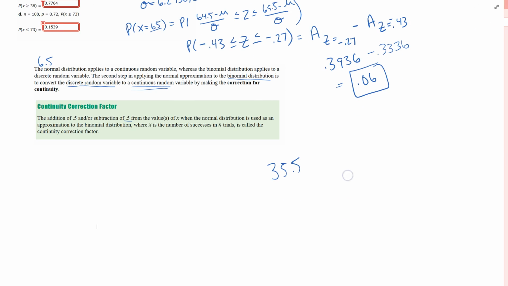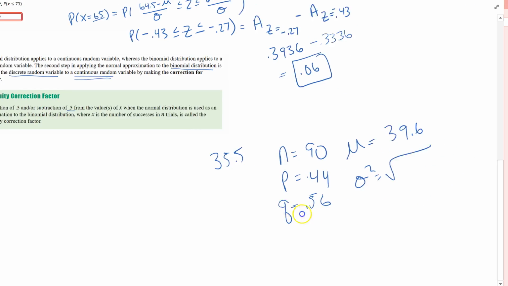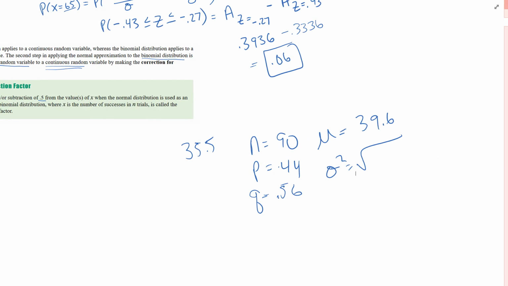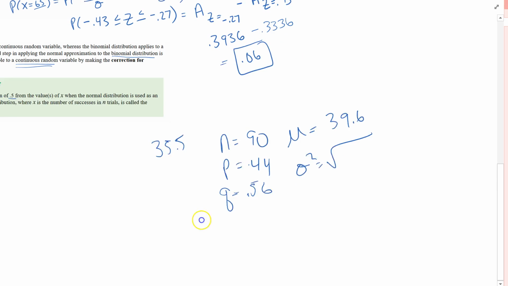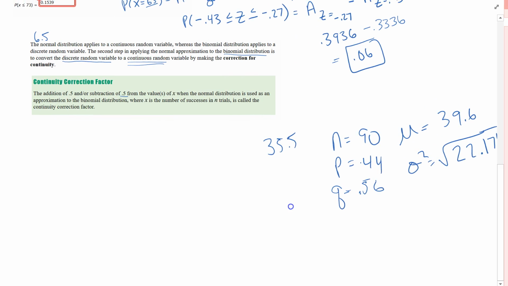We have n is 90 for part C, n equals 90, p is 0.44, so q is 0.56. So I get the mean as 0.44 times 90, which gives me 39.6. And then we take 90 times 0.44 times 0.56. And we take the square root of that to get the standard deviation.